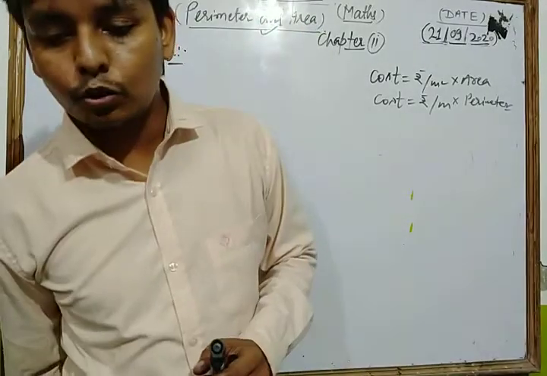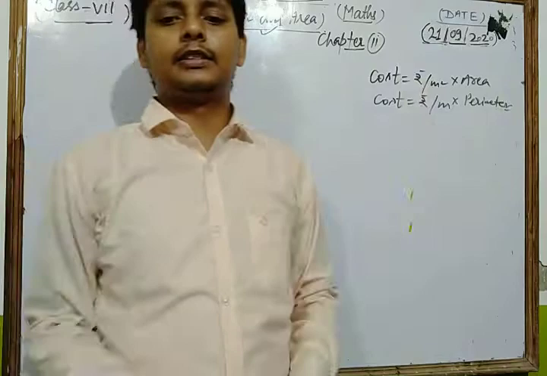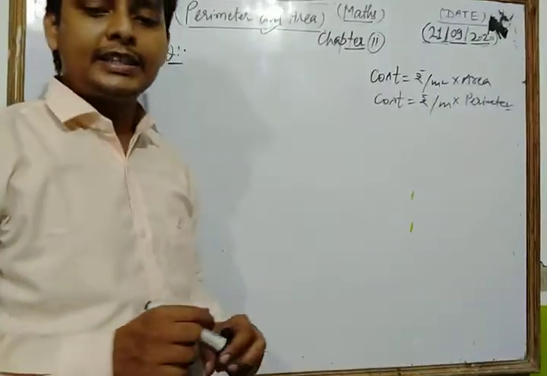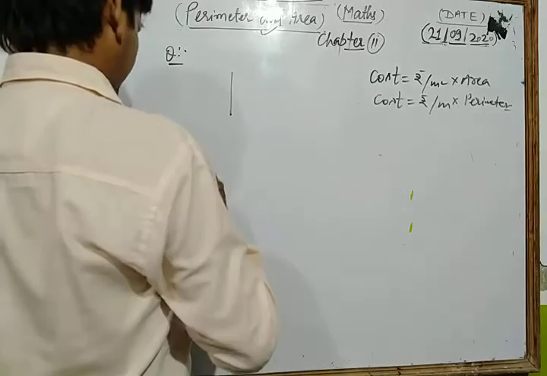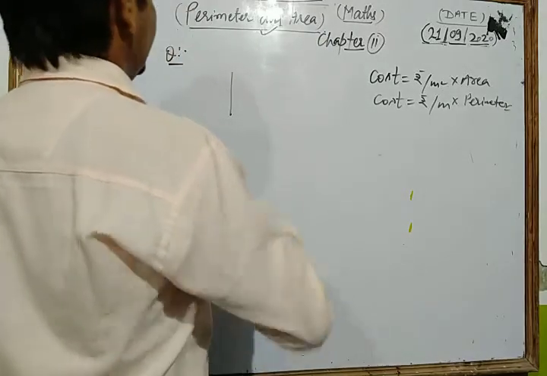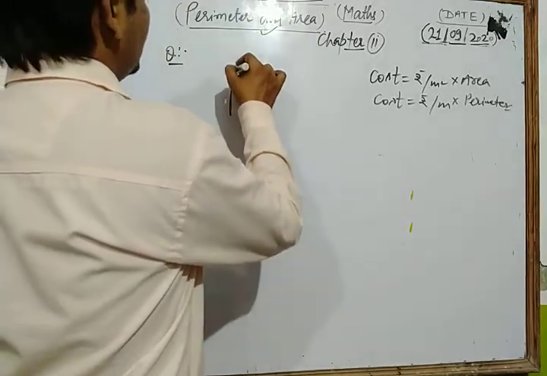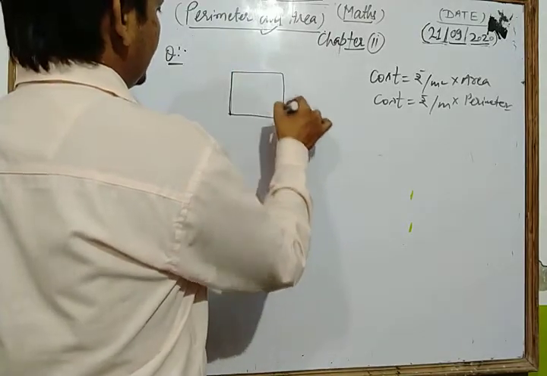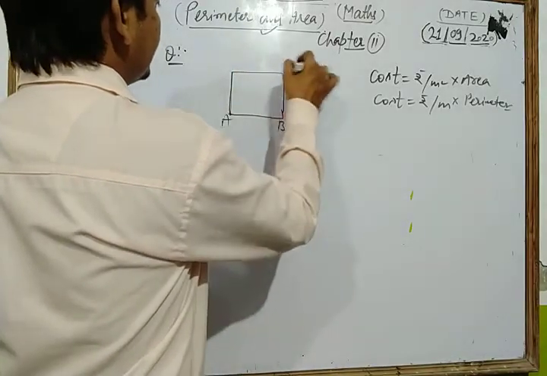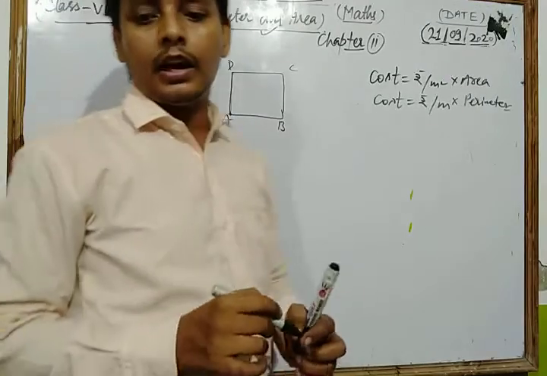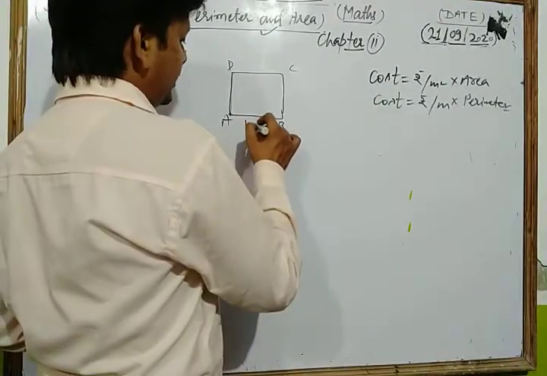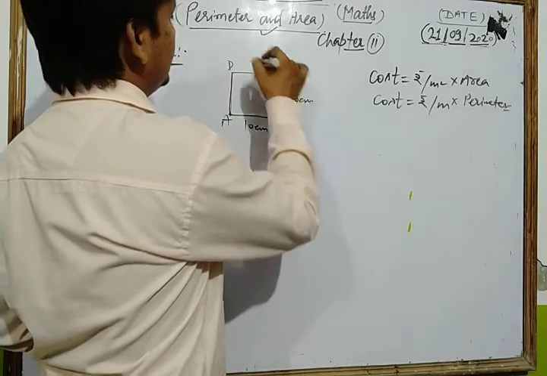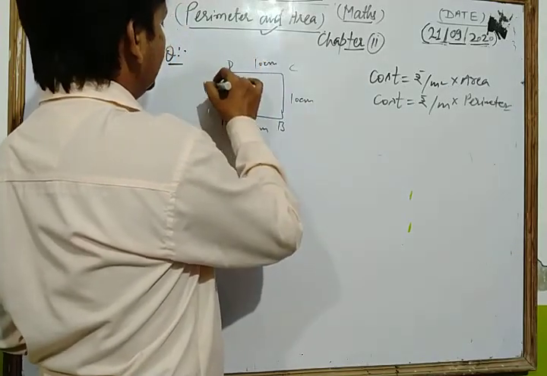Now we take and solve some questions of your NCERT exercise. Let's see. There is a wire in the shape of a square of side 10 centimeter. Suppose ABCD is a wire. A wire is in the shape of a square of side 10 centimeter. Each side of the square is 10 centimeter.